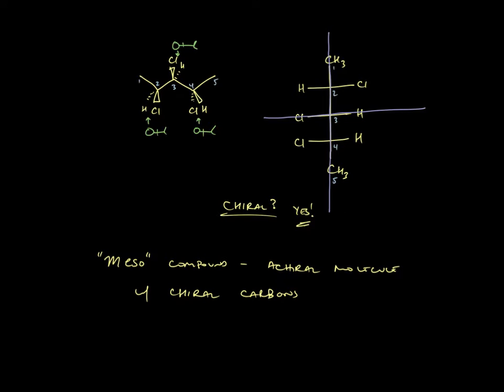An example of a meso compound would be something like this. CH3. So notice that this molecule has two chiral carbons, but if you draw an internal mirror plane of symmetry right here, what's reflected above and below are identical. Therefore, this molecule does have chiral carbons, but overall the molecule is achiral. And therefore, we would call this molecule a meso compound.